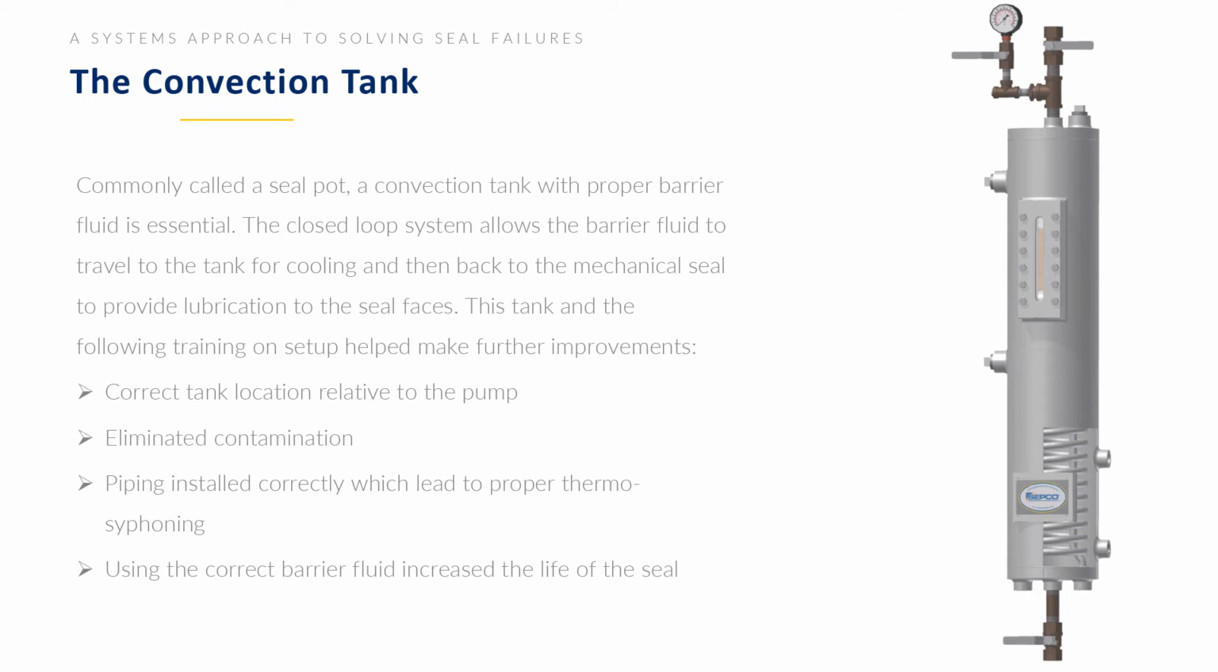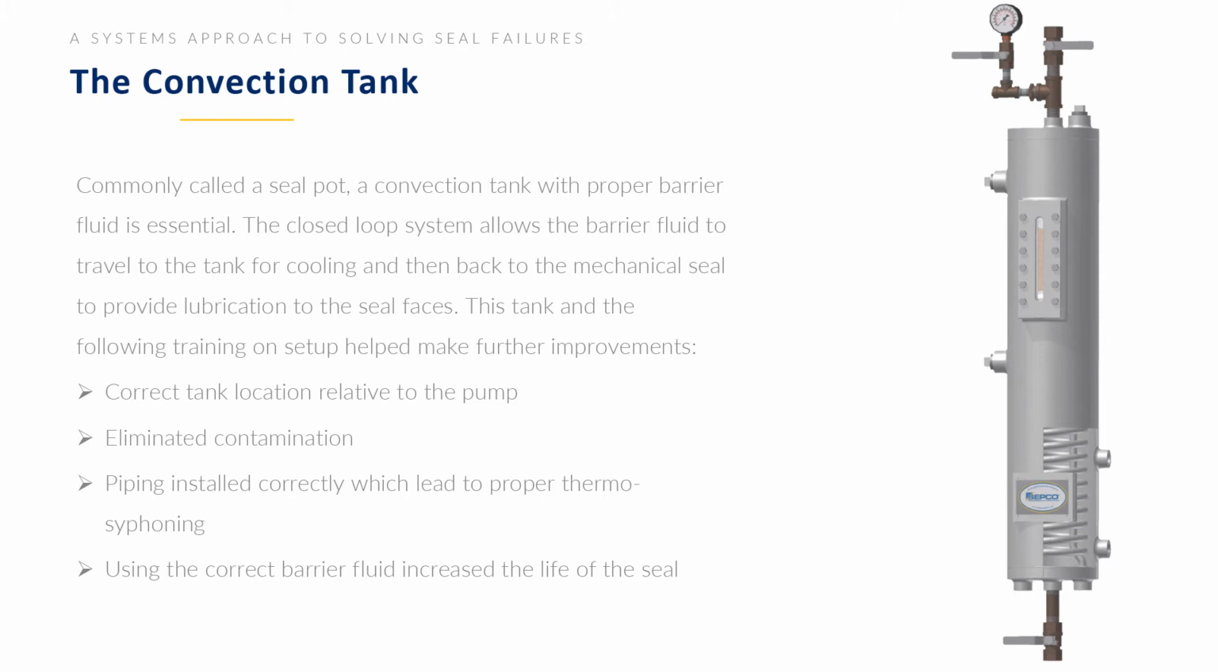Ours also had integral cooling coils. So if the temperatures get too high, we can put chilled water through those cooling coils to lower the temperature before it gets circulated back to the seal as well. But the convection tank with proper barrier fluid is essential in these applications where you've got high temperatures and things like that. So the closed loop system allows the fluid to go to the tank for cooling and then back to the mechanical seal to provide lubrication for the seal faces.